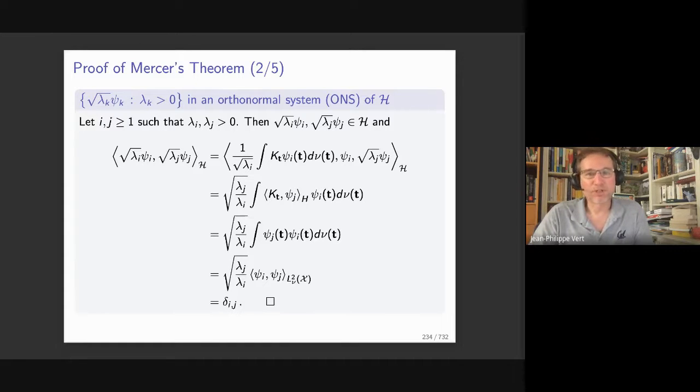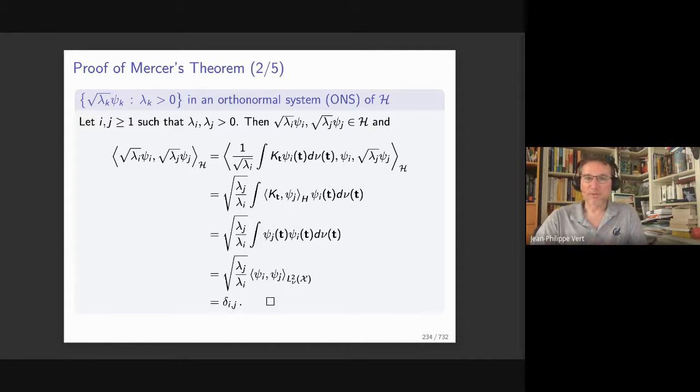To compute this inner product, you expand one of them. So the first one, you write psi i as 1 over lambda i times the integral of k_t psi i of t d nu t, right? We use the fact that we fix t here. Inner product, so sorry, I see there is an extra psi i here. It's not needed. So it's the inner product with square root of lambda j psi j. All right, so we have an inner product of an integral.